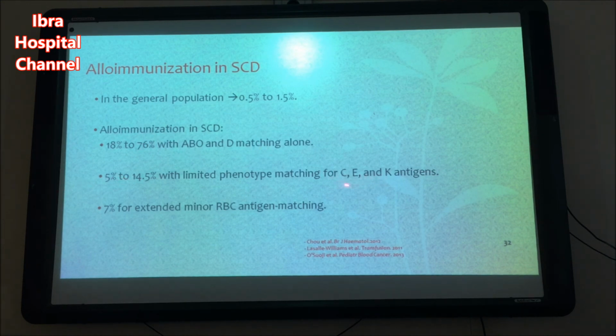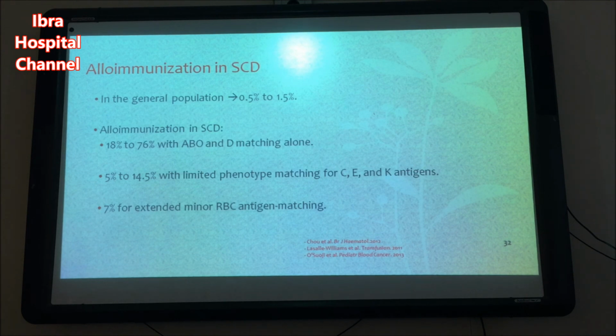This can be reduced if we give Rh matched blood, and that's what's happening now in Ibra. Yes, so we started some time ago in the Central Blood Bank to give all sickle cell patients Rh phenotyped, Rh and Kell typed blood to avoid alloimmunization, because once antibodies develop, it's very difficult to find compatible blood. It costs lots of money and work and time to find compatible units. So the best thing is to avoid developing these antibodies.